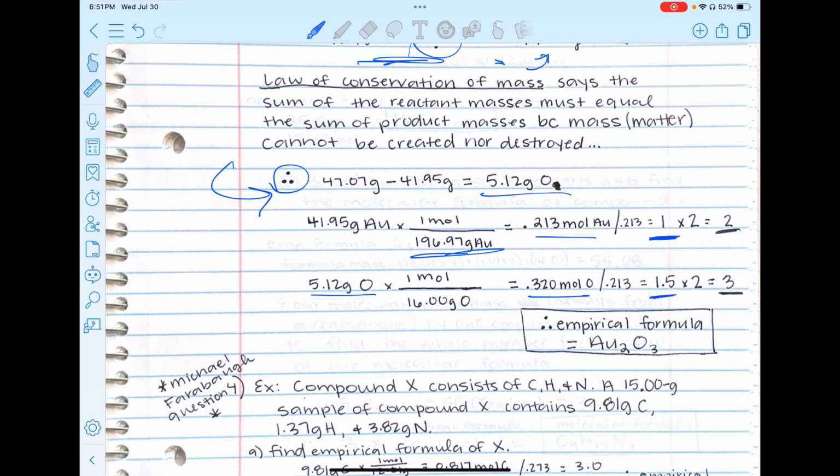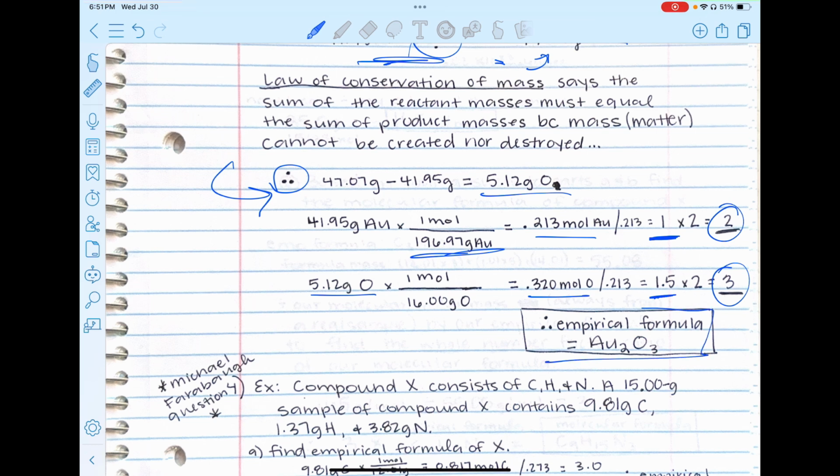Now, if we got whole numbers for both of these, we could stop at this point, but we did not. We got 1.5. We're not even close to a whole number. So we're going to have to multiply both of these by a factor, which is what step 4 tells us to do, until we arrive at a whole number. Well, 1.5 is a pretty easy number to work with. I know that if I multiply 1.5 by 2, I'm going to get 3, which is a complete whole number. So if I multiply both of these by 2, I have whole numbers of 2 and 3. Therefore, my empirical formula for the gold oxide is Au2O3.